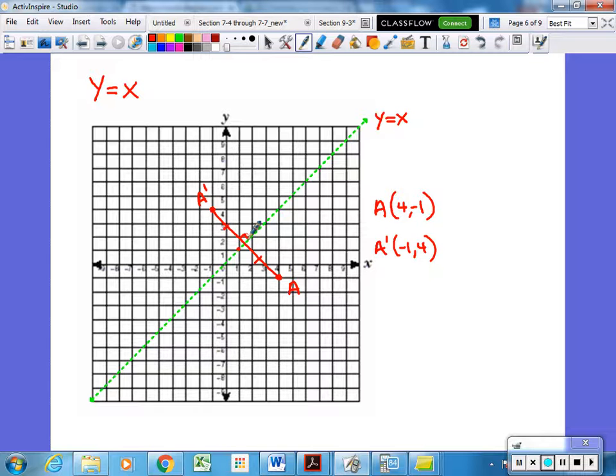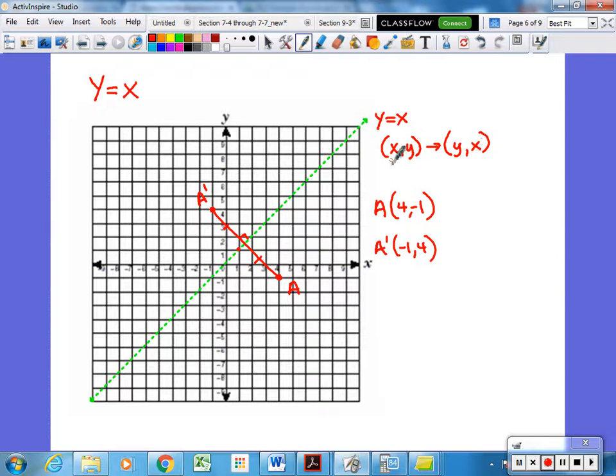Now, based off the results, you might notice a little pattern here that does hold true. For every y equals x situation, the following is going to occur. (x, y) is going to turn into (y, x). So whatever your original point is, take the y value, it becomes your x value. Take the x value, it becomes your y value.